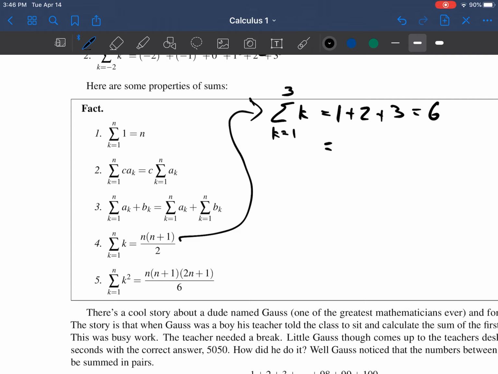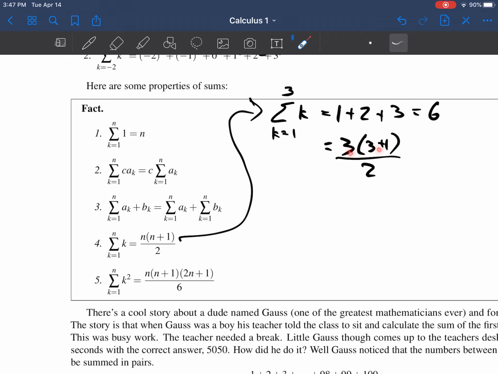If we use it in this case, notice n here is the number on top. Here's n and here's n. So the number on top here is n, so here this would be 3. Then the formula says n plus 1, so I'm going to do 3 plus 1, which is 4, and then divided by 2. This 2 is always here, it's just part of the formula. This 2 is always there, and this 6 is always there as well.